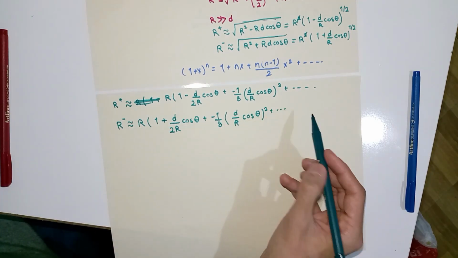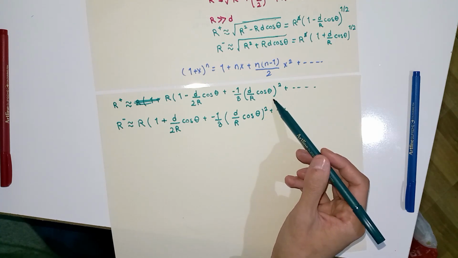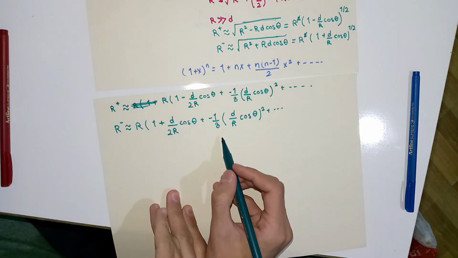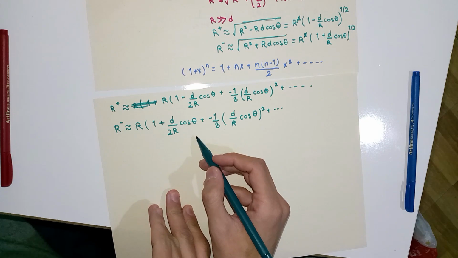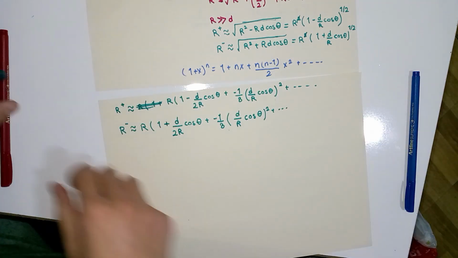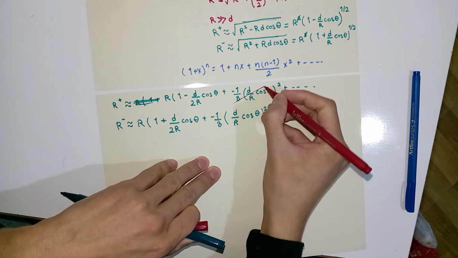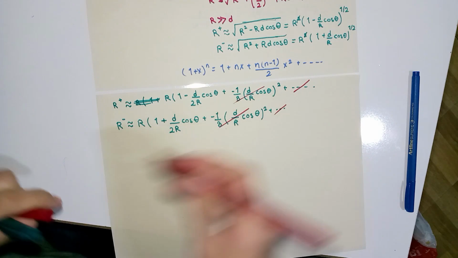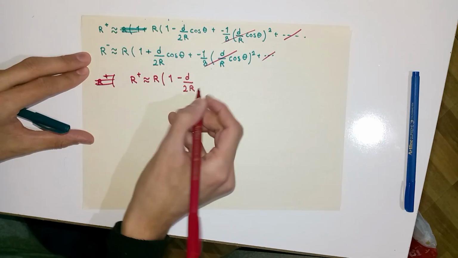As we see, the third term and the other higher order terms are infinitesimal, and they have no tangible effect on the final summation. So we are going to cancel them out. We are going to eliminate these parameters and the other higher order terms, and we are going to end up with a new approximation.